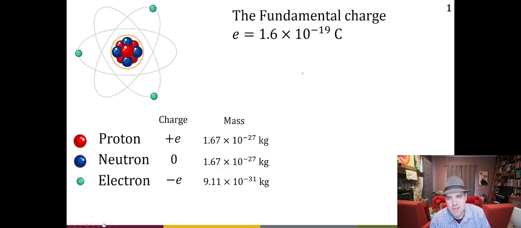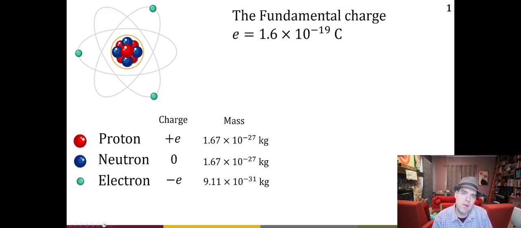Hello everyone. Let me walk you through this week's highlight on charges, the force between charges, and electric fields. So here I have some fundamental particles. This is our atom here. We have a bunch of protons and neutrons in the nucleus, and we have the electrons that are orbiting around it. And so here I've had a table where I list the charge of these objects and their masses.